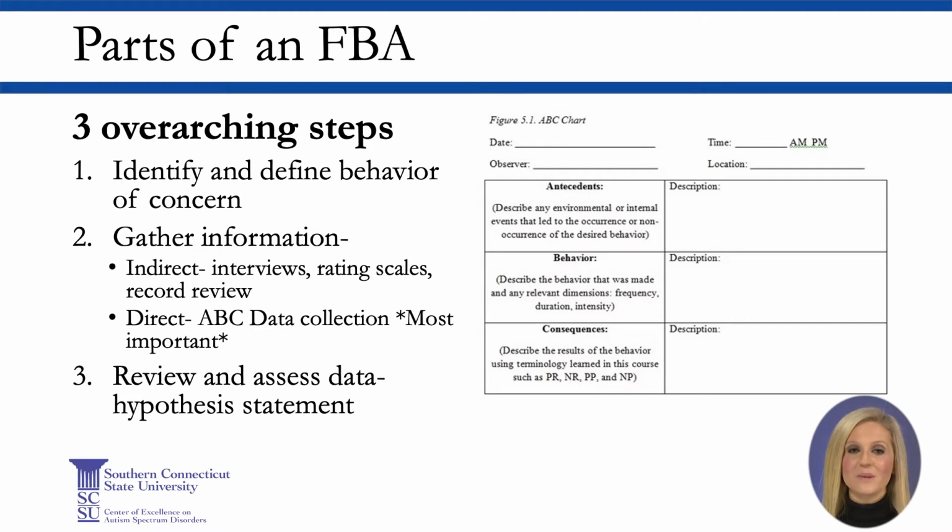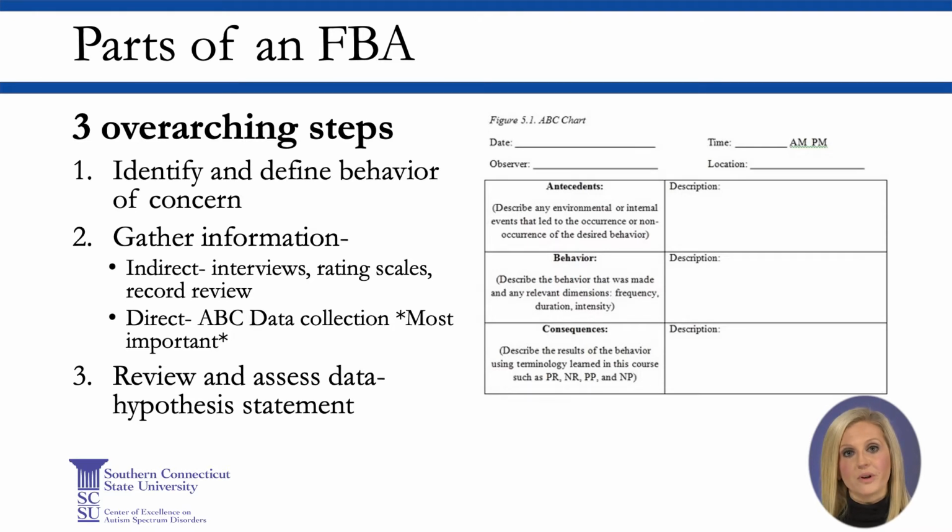The second step is we need to gather information. So that's data collection. There are two different ways in which we gather data with regard to an FBA. The first would be what we call indirect methods. Indirect methods refer to data collection procedures in which we are not directly observing the instances of behavior, but rather they're retrospective in their analysis of behavior. So these may be interviews or rating scales or some sort of record review to get a better understanding of the individual and their behavior.